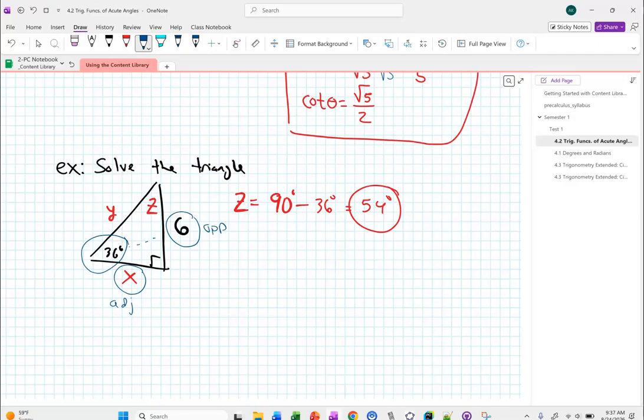Right, but we're using the third angle. We said we don't know what it is. We could, but we chose to use 36. If you chose to use 54, then x is the opposite and 6 is the adjacent. It doesn't matter. You could write either equation, but the parts have to be matched up, right? Yes.